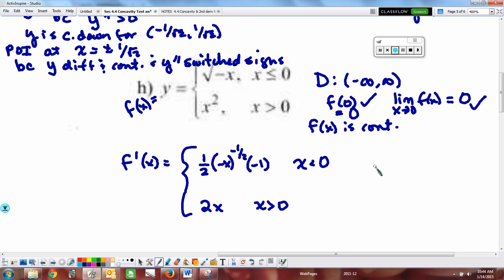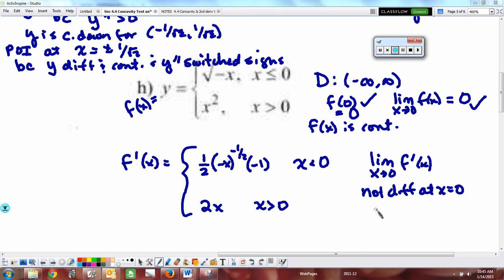And we need to check differentiability at x equal to 0. Remember, we're checking that by looking at the limit as x approaches 0 of the derivative to determine our differentiability. If I look at it on the left, it's going to 0. If I look at it on the right, no, we have a problem. So it is not differentiable at x equal to 0.